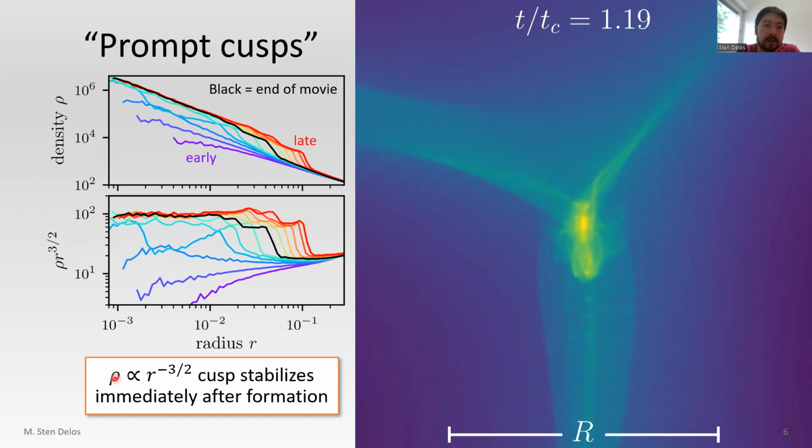So that means that the density scales as radius to the minus 3/2 power. Something that's really interesting about this is that this r to the minus 3/2 cusp forms and stabilizes almost immediately after the halo's formation. For this reason, Simon White came up with the name prompt cusp.